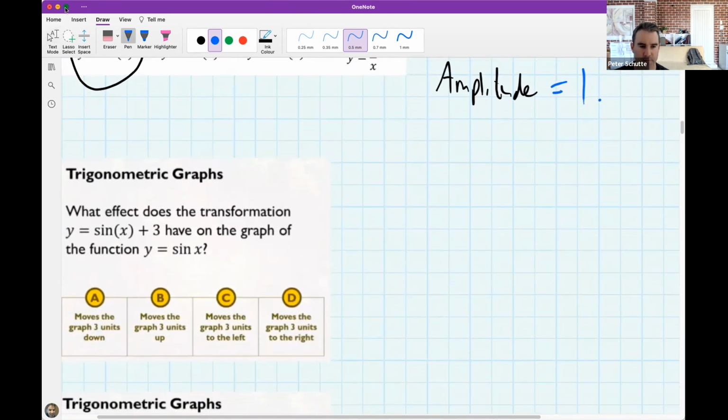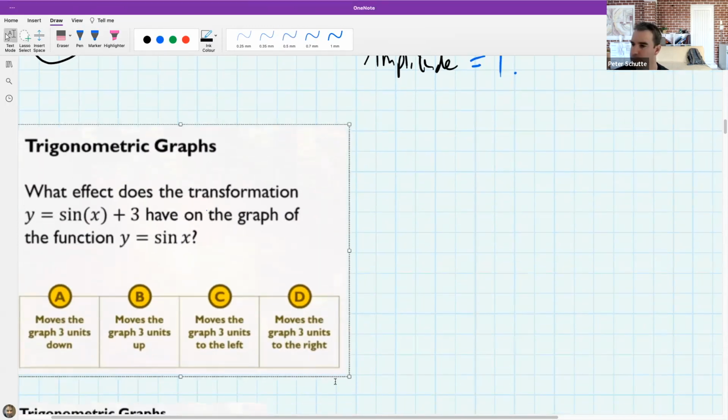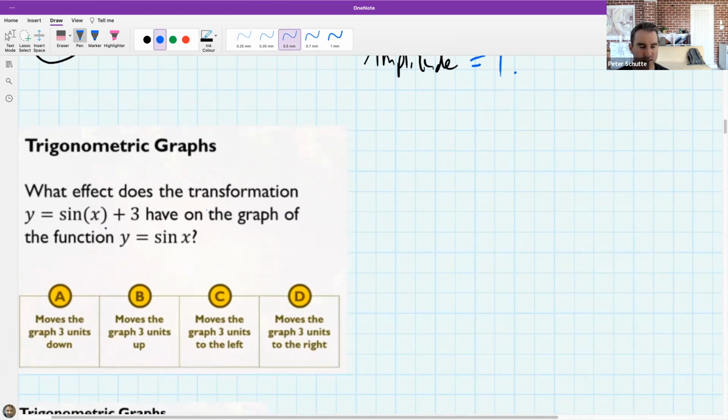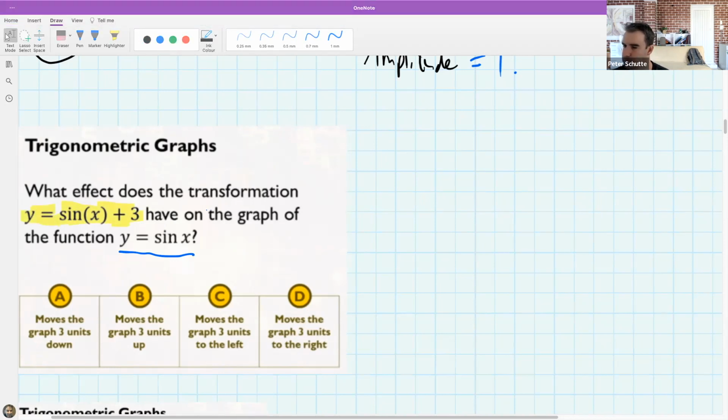another multiple choice question here. So I want to know from the people of the room, what effect does the transformation of sine x plus 3 have on the graph of y equals sine x? So we're comparing, how is this one different to the one over there? And what happens to it when it gets transformed? And you have a choice of A, B, C, or D.